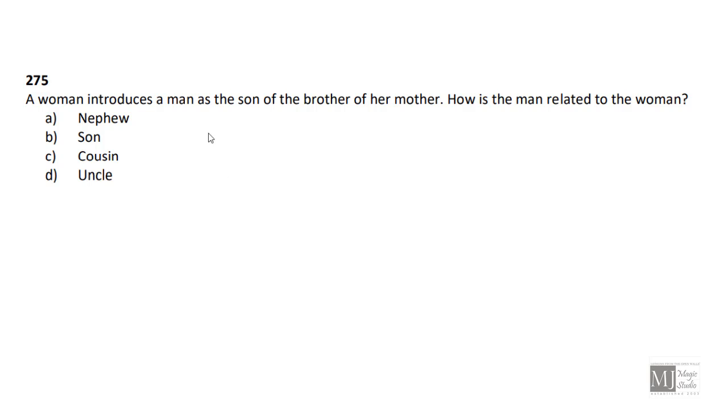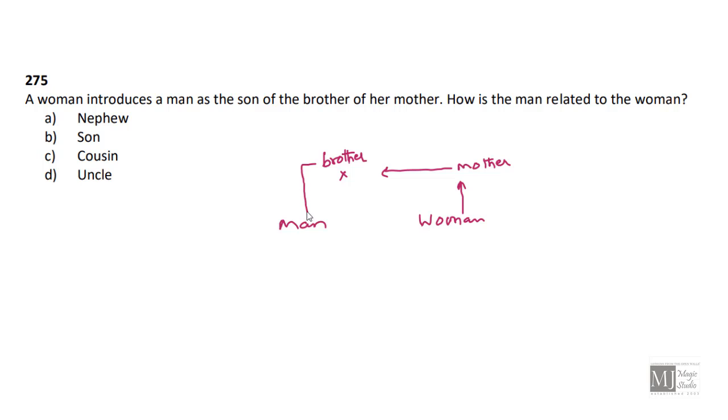Question number 275. A woman introduces a man as the son of brother of her mother. Woman's mother, then brother of her mother, mother's brother. That means this particular person is the maternal uncle of this woman, and now this man is son of this Mr. X.